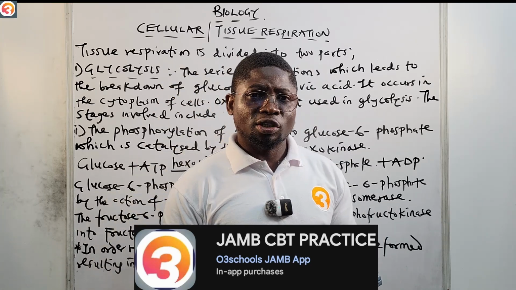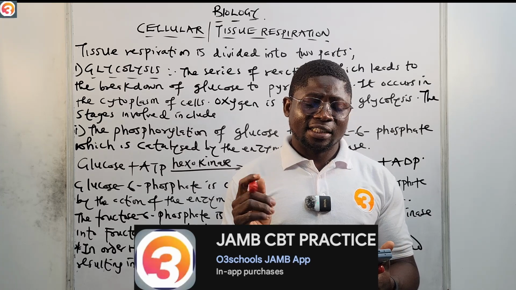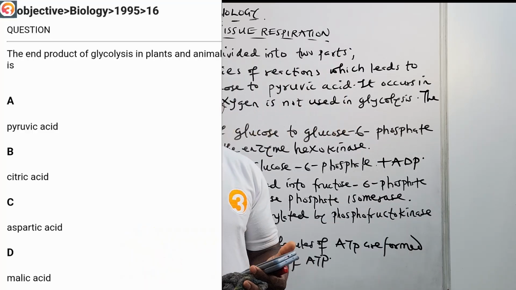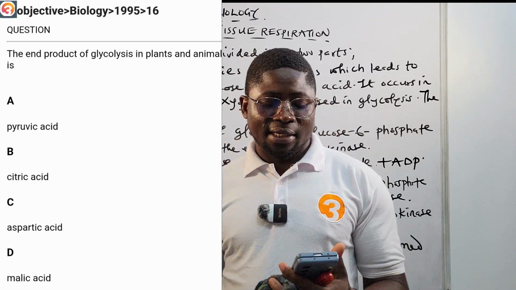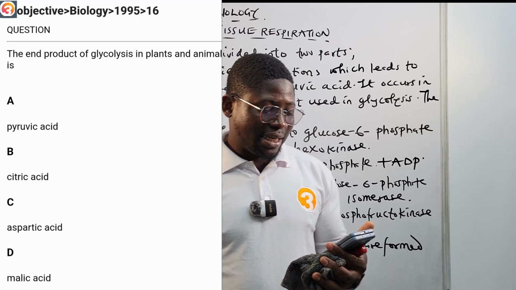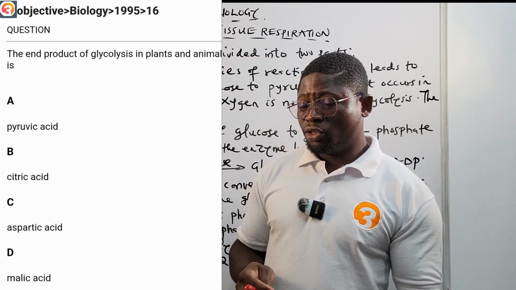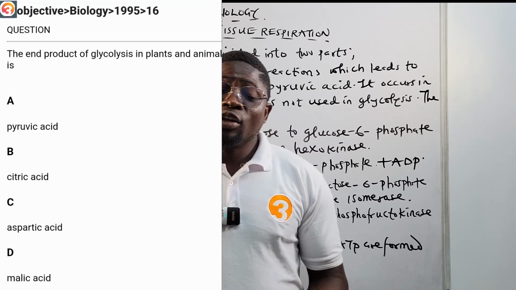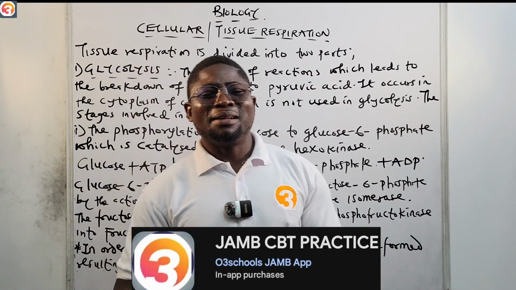Before we talk about the features of this application, let us see a JAMB past question from the app. This is a 1995 question number 16. It says that the end product of glycolysis in plants and animal is: A, pyruvic acid; B, citric acid; C, aspartic acid; D, malic acid. All right, so we'll come back to this question and many more at the end of the class and not before. In fact, you don't have to even answer it because it has become very easy.